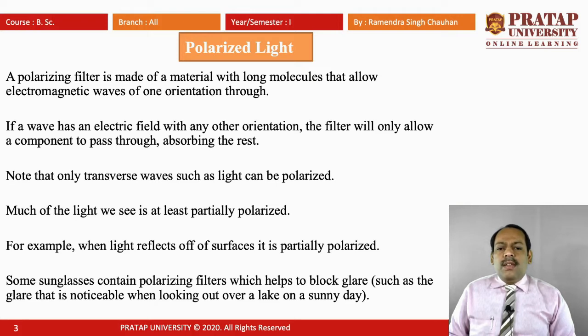So the maximum of the light which we see is partially polarized, that is, polarization to some extent is there, but there is mixing of vibrations of other planes also. For example, when light reflects off surfaces, it is partially polarized. Some sunglasses contain polarizing filters, which help to block glare, such as the glare that is noticeable when looking out over a lake on a sunny day. So we can use polarization filters in sunglasses to reduce the glare of the sun.